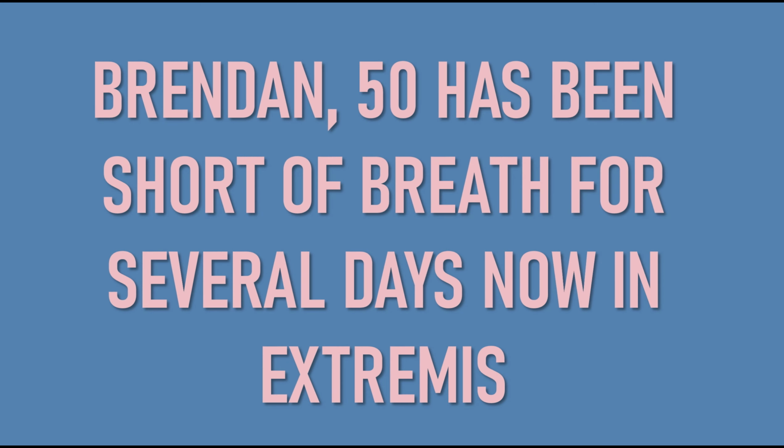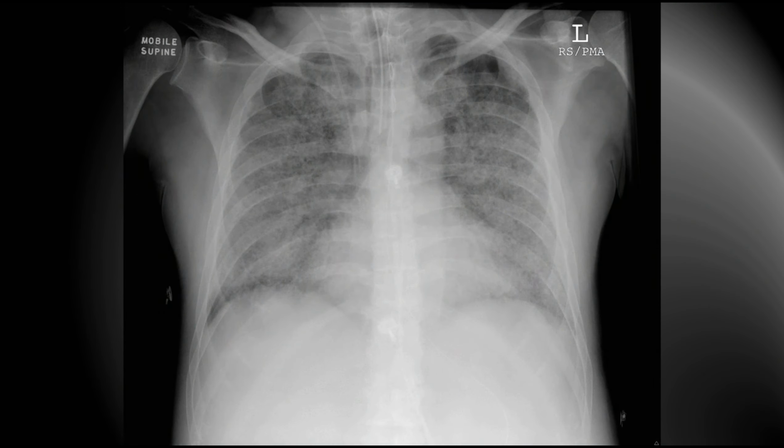Brendan is 50 and he has been short of breath for several days, and now he's in extremis. He is rapid shallow breathing and has hypoxic respiratory failure. You can see that he has infiltrates spread throughout his lung fields. They're everywhere, with a little bit of apical sparing, but infiltrates everywhere. There's a relatively normal heart size. So this is likely to be acute non-cardiogenic pulmonary edema, otherwise known as acute respiratory distress syndrome. Note also that the endotracheal tube is a little bit far in.